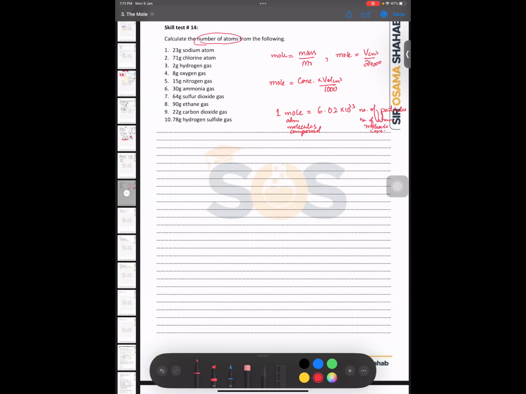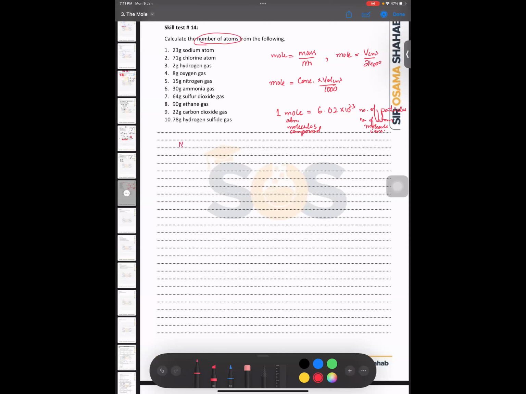If you have atoms, then you can find the number of atoms. If you have molecules, then you multiply by 6.02 10 raised to the power 23 to get molecules. Okay? That is a different matter; after that you can find atoms separately. So let's see what we need to do. The formula is simple.